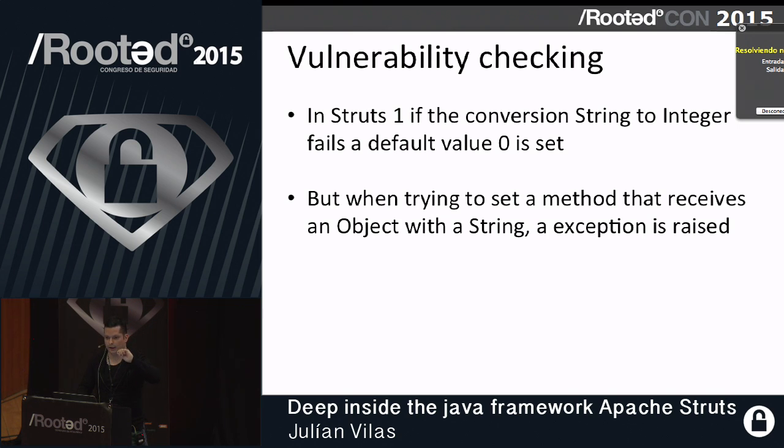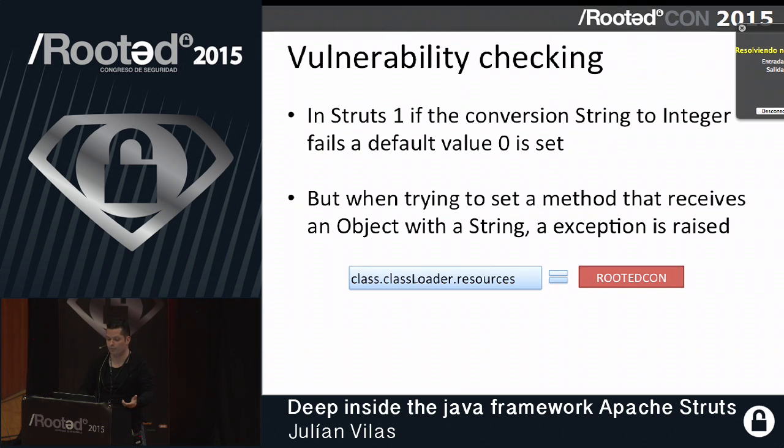In the Struts one, that doesn't work because when conversion fails, by default the value is set to 0. But if we're trying to set a method that receives an object with a string, it wouldn't do the object conversion, and then an exception is raised.